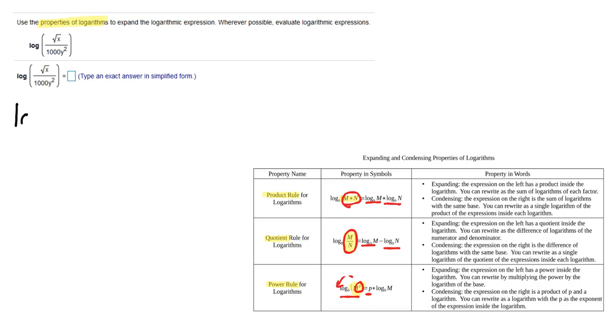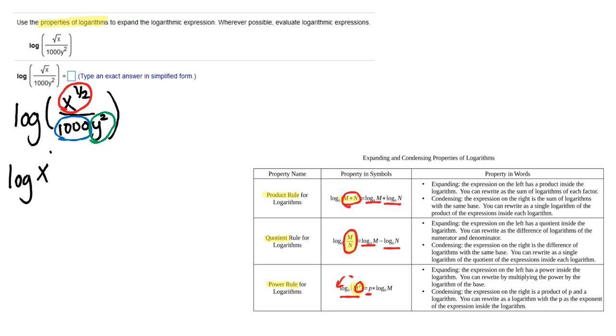Okay. I have log, and the first thing I'm going to do is change that square root to the 1/2 power. Square root of x and x to the 1/2 power are the same thing. And then I'm going to notice that I've got 3 separate factors within this expression. I've got x to the 1/2, the 1,000, and the y squared. So using both the product rule and the quotient rule at the same time, I'm going to put individual logs of each one of those factors. So I'm doing log of the x to the 1/2, log of the 1,000, and log of the y squared.